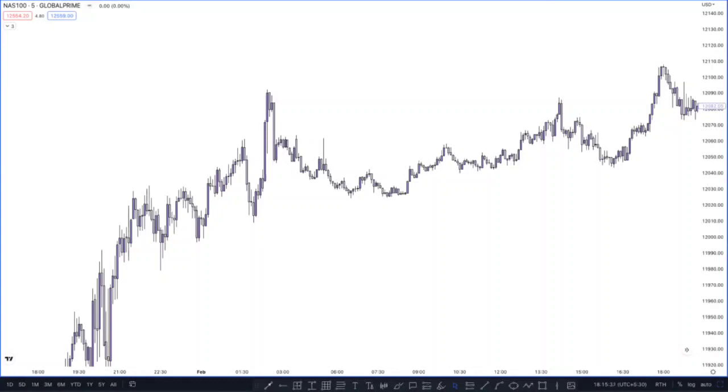What is the exact definition of the decisional PY, and how do we identify it? It's a decisional PY after taking out the inducement. The first pullback, sorry, the first order block is our decisional PY. That is when we can take a risk for the buy or sell, at 50-50% probability.